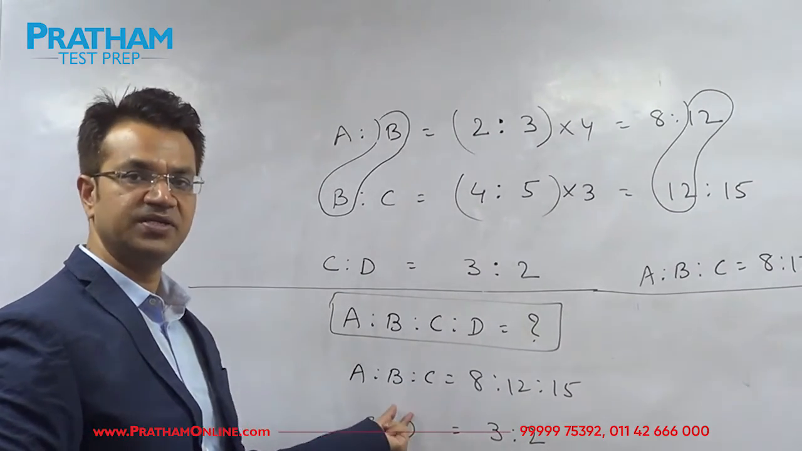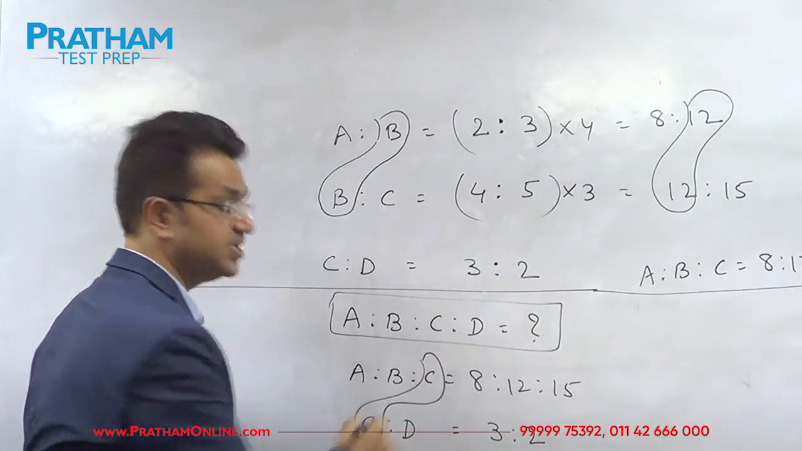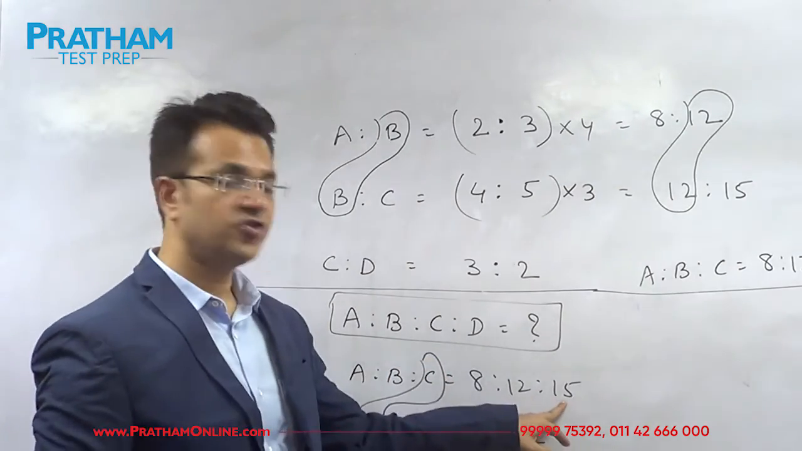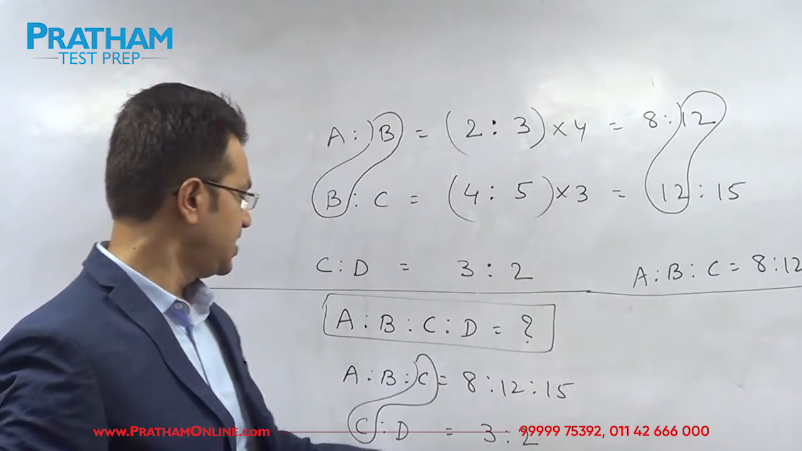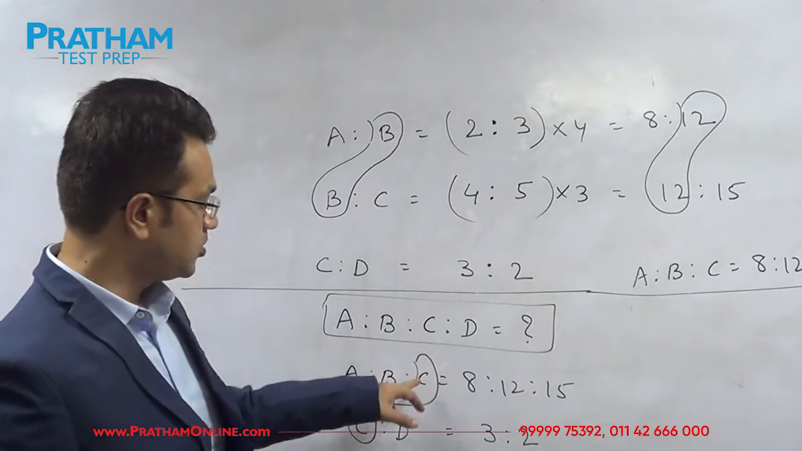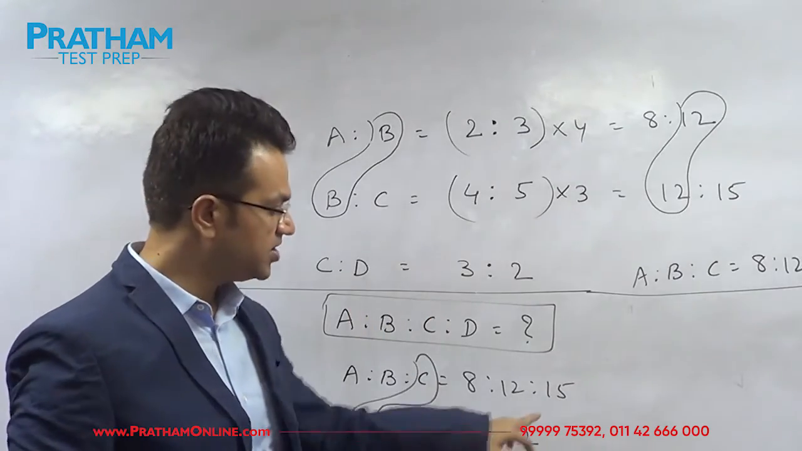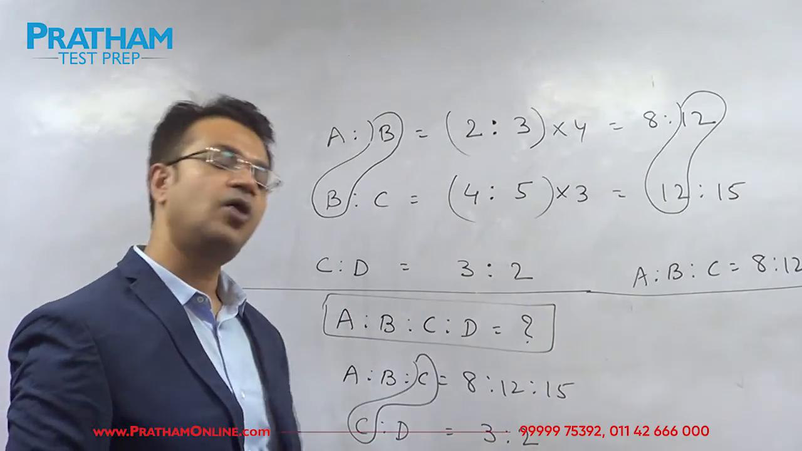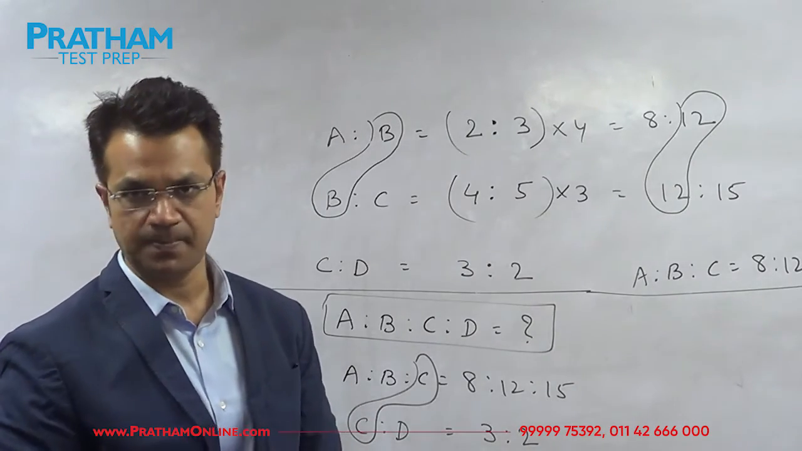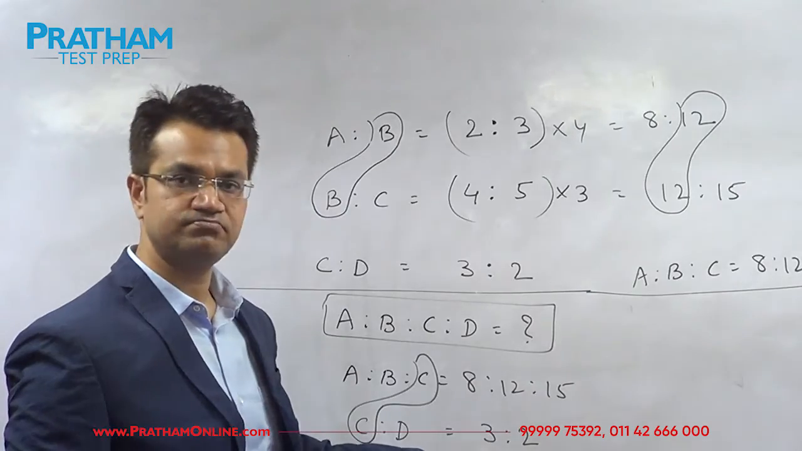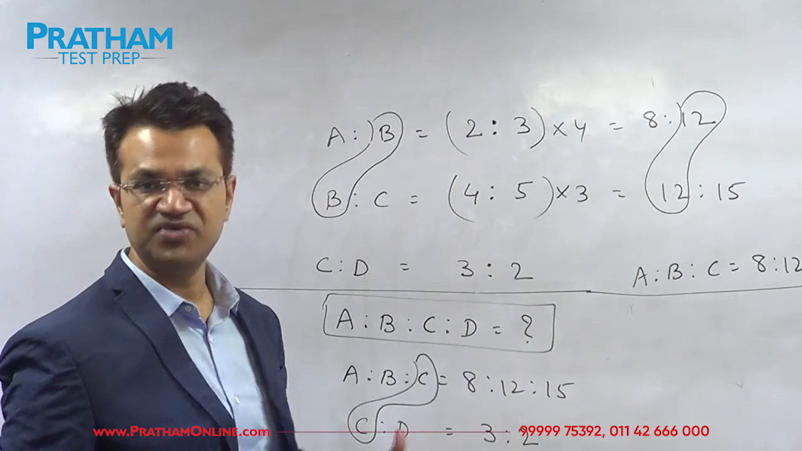Which is the common quantity over here? We can see that the common quantity is C. Here the value of C is 15, and here the value of C is 3. When the quantity is common, the value also has to be common, as we discussed in the last class. And to make the value common, we use the LCM. So what is the LCM of 15 and 3? 15 is the bigger quantity and it's a multiple of 3, so the LCM is 15 itself.